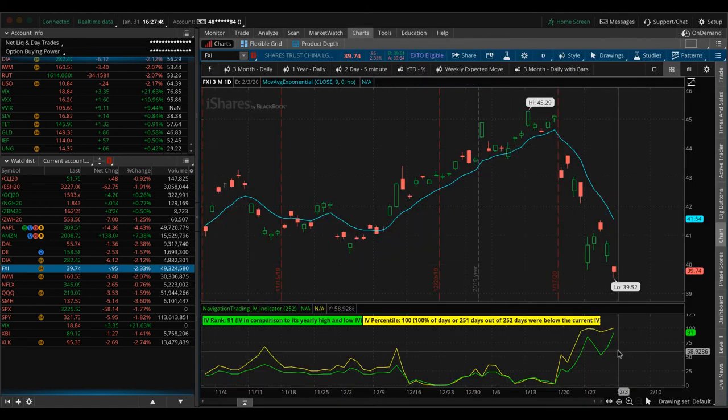If we look at the chart, obviously implied volatility is super high in there. And so we'll see what happens in FXI. Obviously, if it bounces higher, we'll just continue to keep this trade that we have on. If it continues lower, we may look to add to it.